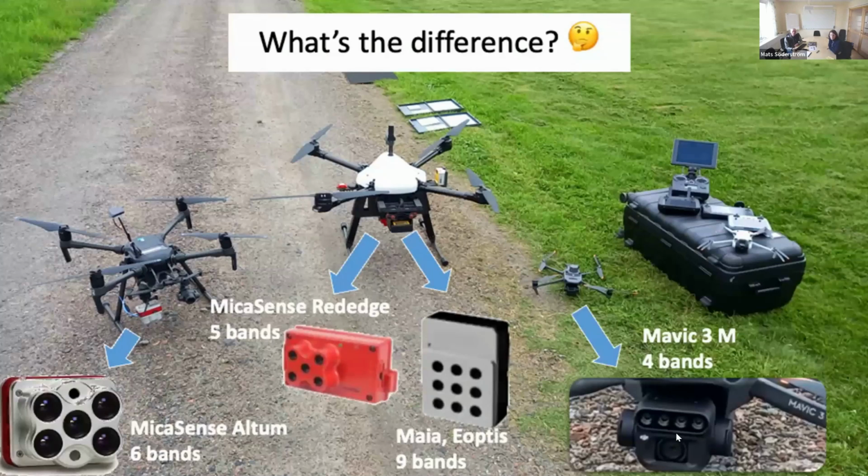So in this comparison that we did last year, we used 4 different cameras: the Mavic Multispectral, the MicaSense Red Edge and MicaSense Altum, and also a camera called Maya, which is a 9-band camera from a company, Eoptis, in Italy. And those bands are similar to bands 1 to 8 plus 8A in Sentinel-2. So it has the same specification. So that's a bit interesting.